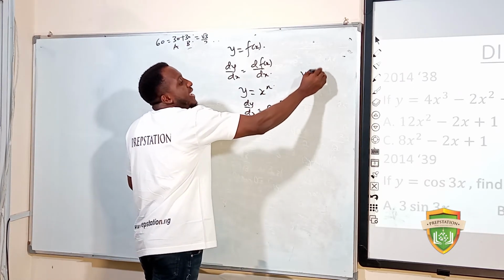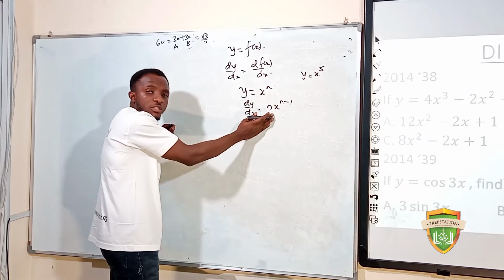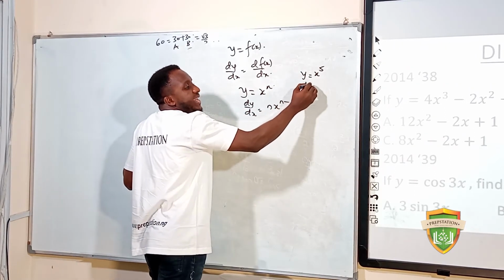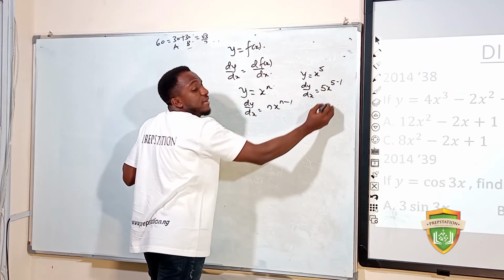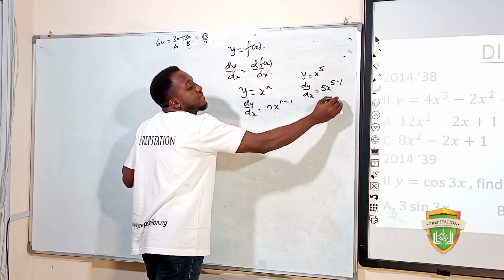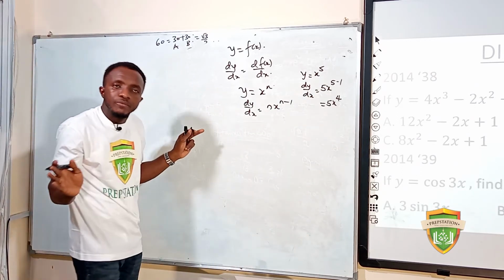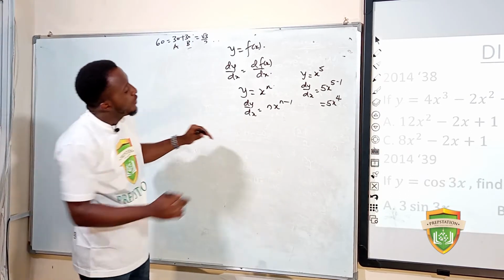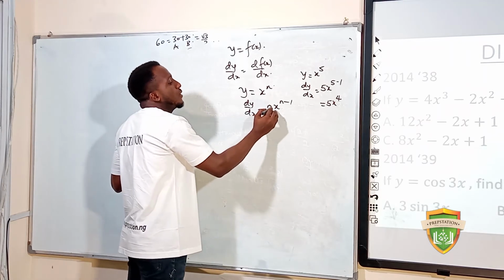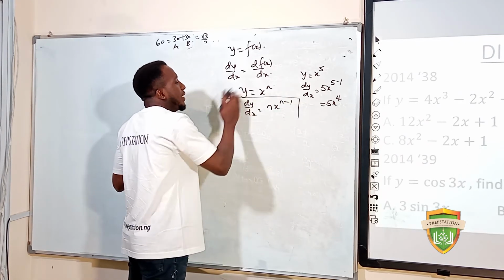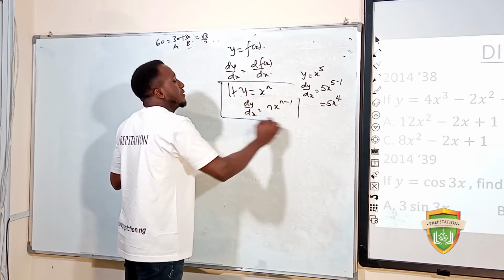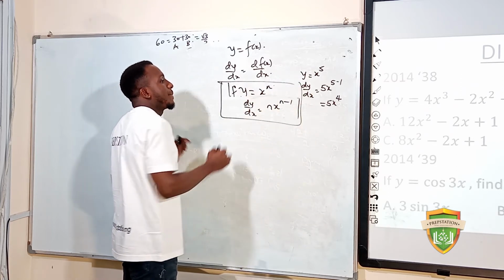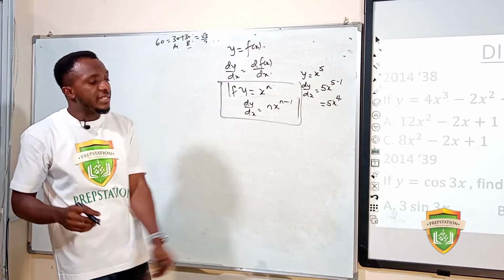If y is x raised to the power 5, if you follow this formula, dy/dx would be 5x raised to the power 5 minus 1, which is 5x raised to the power 4. Very simple. This is the law. If you follow this law, this is the formula. This is all you need in differentiation. Are we okay? Quite easy.